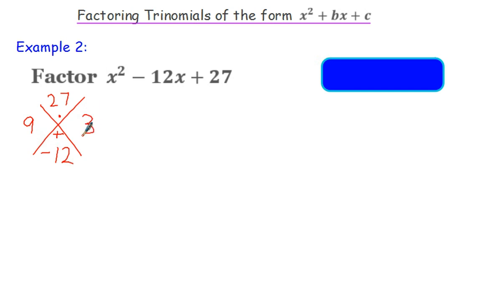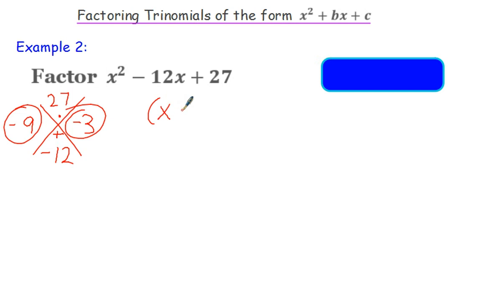And then think about where negatives would go. Well, in this case, it multiplies to a positive 27, so either they're both positive or they're both negative. And in this case, they will both be negative because they also have to add to negative 12. All right, so we got our two lucky numbers. So we set up our factors.